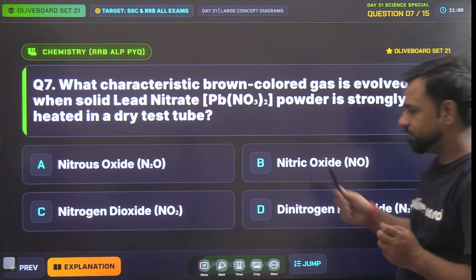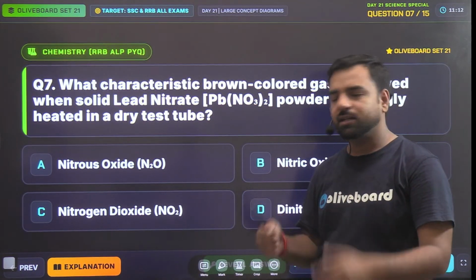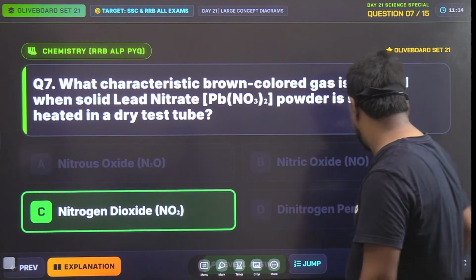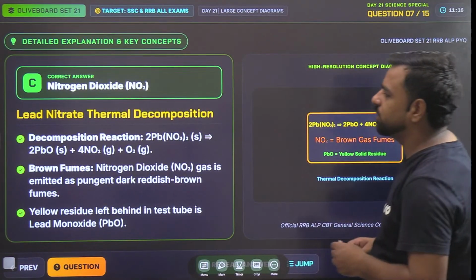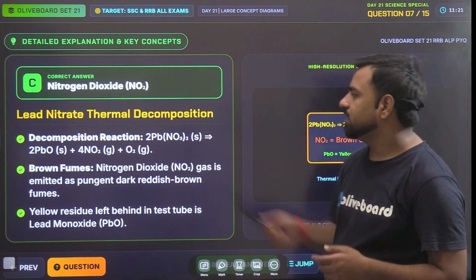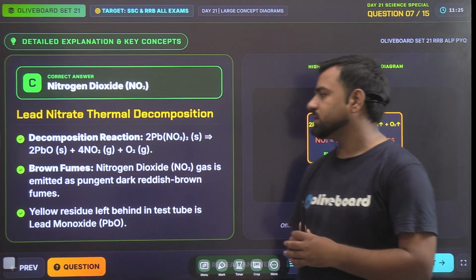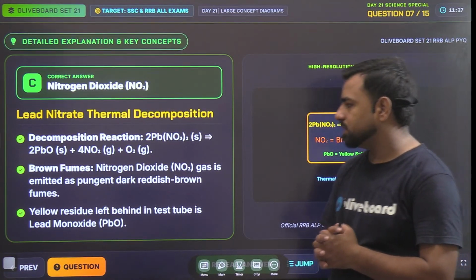So guys, this we have discussed in the past class also, but in the explanation part. So this time the answer will be nitrogen dioxide. Just look at the equation. We have discussed this decomposition reaction in the previous class. So lead nitrate, when it is heated, forms NO2 gas. So brown fumes of NO2 are observed, right?